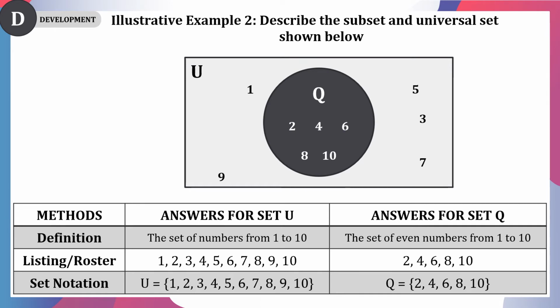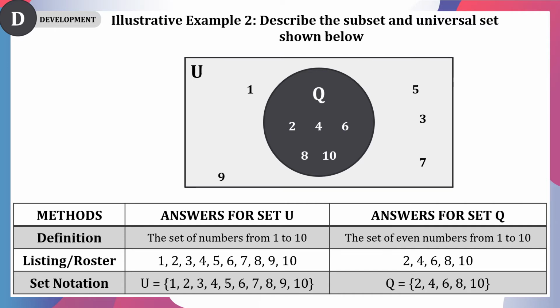Now let us try to describe the subset and the universal set on the figure given here in the illustrative example 2. By definition, our set U or the universal set is the set of numbers from 1 to 10. By listing or roster method, we have the elements 1, 2, 3, 4, 5, 6, 7, 8, 9, and 10 all separated by comma. For the set notation, we have U is equal to open brace 1, 2, 3, 4, 5, 6, 7, 8, 9, and 10, close brace.